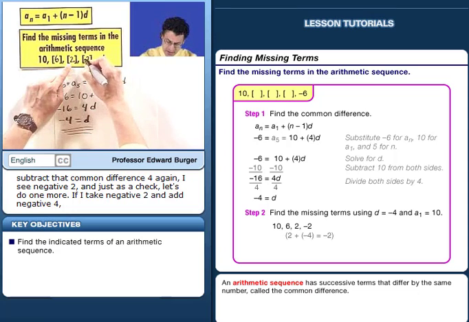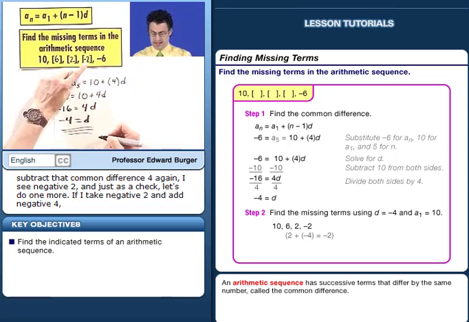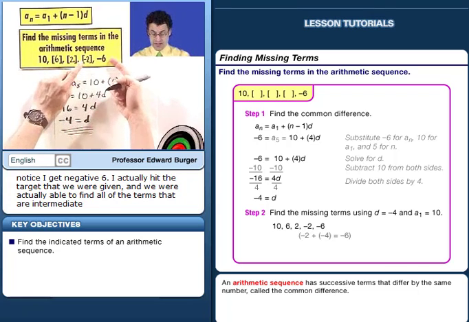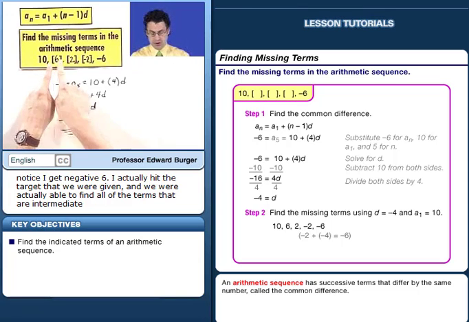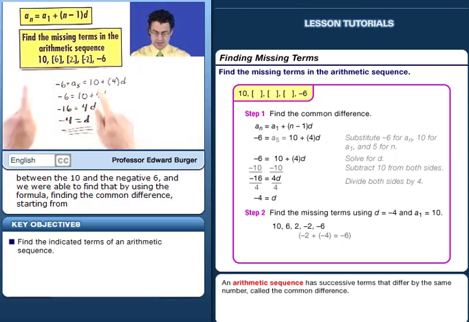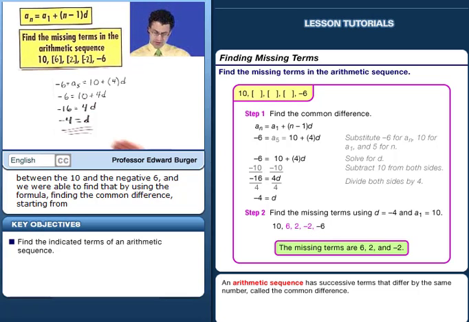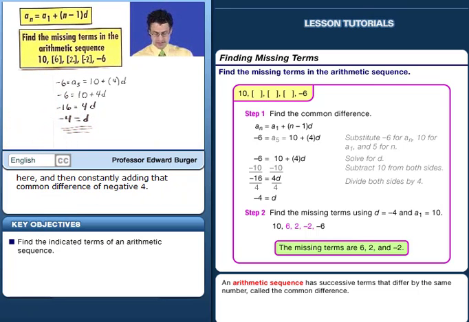And just as a check, let's do one more. If I take -2 and add -4, notice I get -6. So I actually hit the target that we were given. And so we were actually able to find all the terms that are intermediate between the 10 and the -6. And we were able to find that by using the formula, finding the common difference, starting from here, and then constantly adding that common difference of -4.